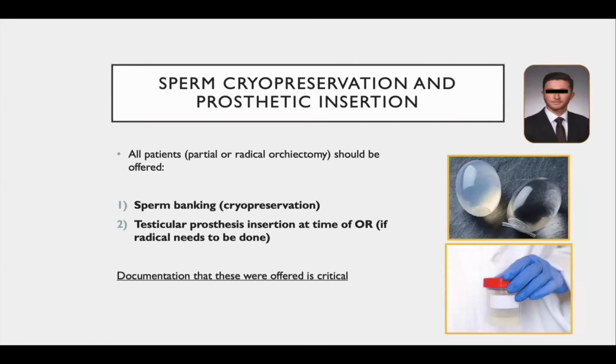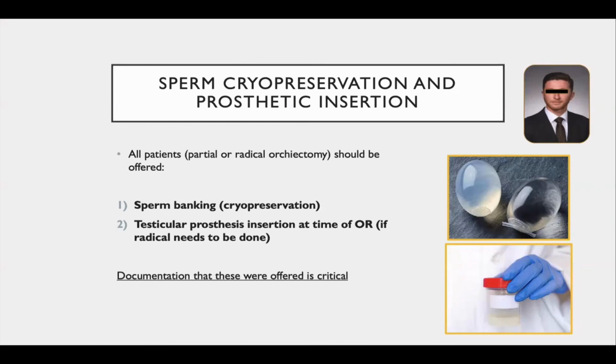Every single man who's undergoing an orchiectomy needs to be offered sperm banking and cryopreservation. And if they ultimately are undergoing a radical orchiectomy, they should be offered a testicular prosthesis insertion, or planning for that if you need to do it in a partial scenario where you might ultimately proceed to a radical orchiectomy.